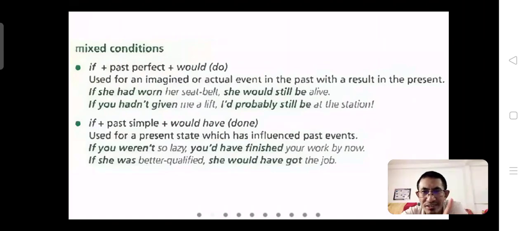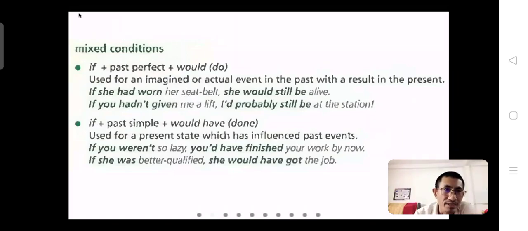This is called a mixed conditional, where you use the if clause with the third conditional and the main clause with the second conditional. So the action happened in the past, and the result is in the present time. See? Another one, another structure.